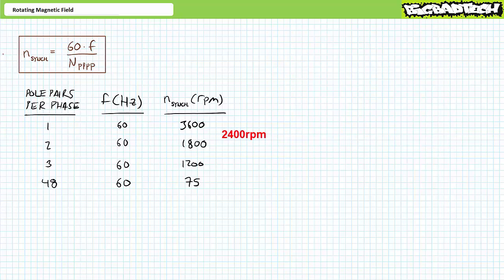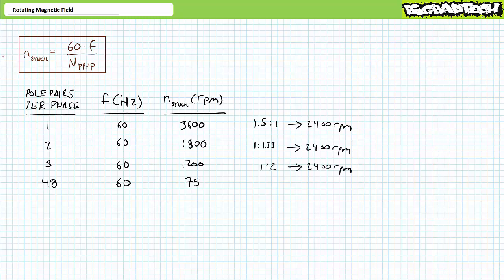If you wanted 2400 RPM in the no man's land between a single pole pair per phase and 2 pole pair per phase motors, you'd be out of luck, unless you used a gearbox with an appropriate step-up or step-down ratio. Either a single pole pair per phase motor with a 1.5 to 1 step-down gearbox, a 2 pole pair per phase motor with a 1 to 1.3 step-up gearbox, a 3 pole pair per phase motor with a 1 to 2 step-up gearbox, or other combinations would do the trick.